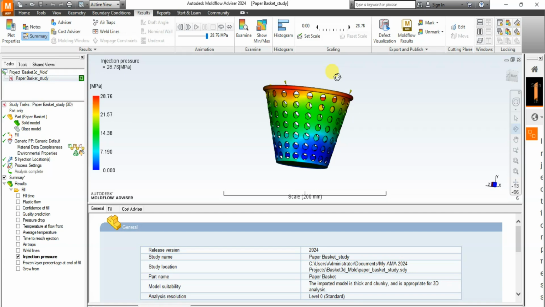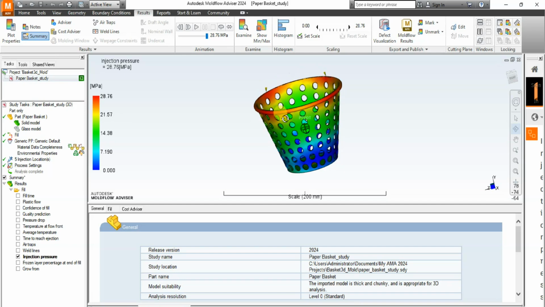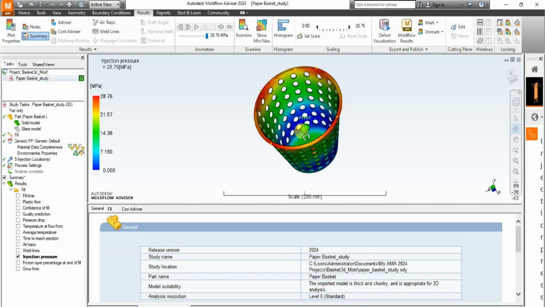Now let's look at how this result can be utilized in a productive way. During packing, pressure variations have a direct effect on the volumetric shrinkage. The pressure variation in the cavity also can be minimized during the packing stage. Another important point to note is that the injection pressure result is used with the pressure drop result to locate areas where the actual injection pressure is too high.